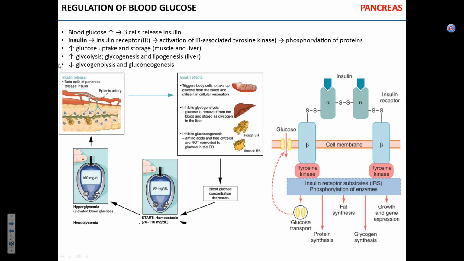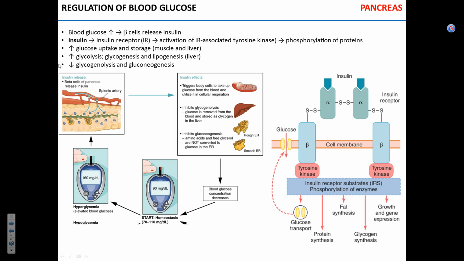Any idea? You have a lot of glucose. You ate a cake. You have a lot of glucose in the blood. How to lower it? What does insulin do? Like which process does it stimulate? Where does glucose go from the blood?